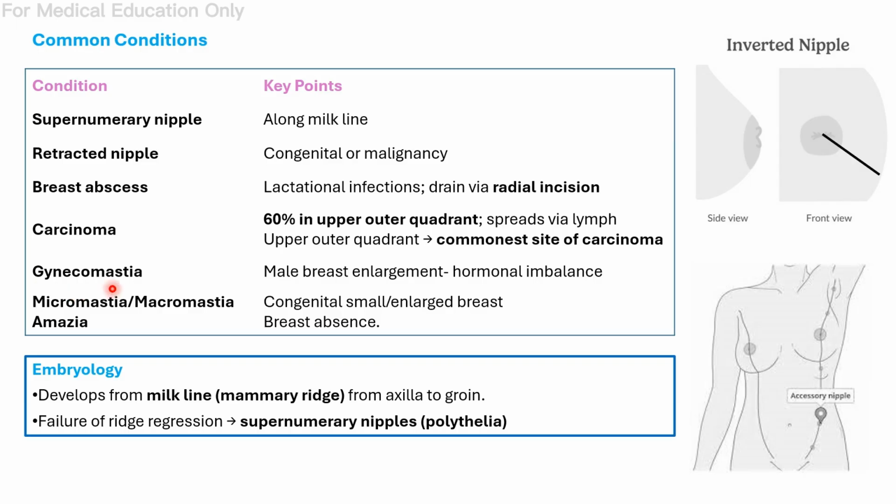Next one is gynecomastia. Gynecomastia is male breast enlargement due to hormonal imbalance, especially high estrogen or prolactin levels. Next one is micromastia. Micromastia is a congenital small breast. Macromastia is an enlarged breast, congenitally enlarged. And amastia is absence of the breast.